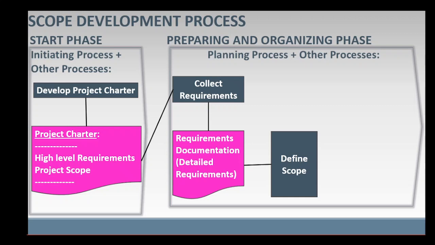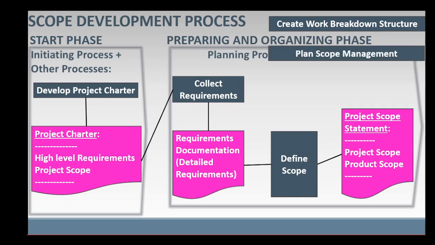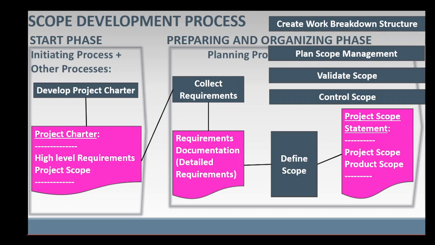The detailed requirements documentation and other inputs are examined, updated, and adjusted in the Define Scope process to produce outputs such as product scope description and project scope description. Note that though Collect Requirements and Define Scope are done in sequence here, they are often completed iteratively with the Create Work Breakdown Structure process. These processes are 3 of the 6 processes in the Project Scope Management knowledge area. The other 3 processes are Plan Scope Management, Validate Scope, and Control Scope.